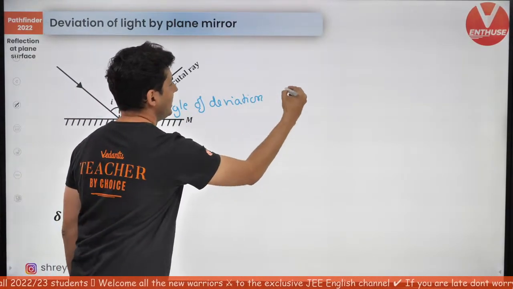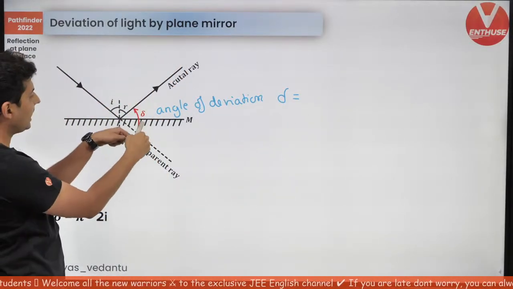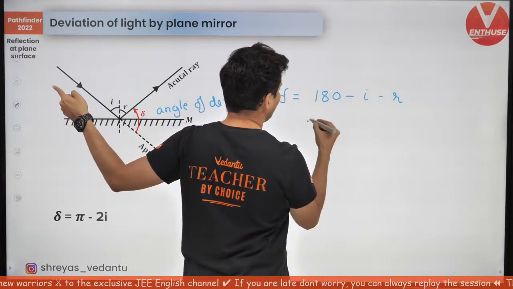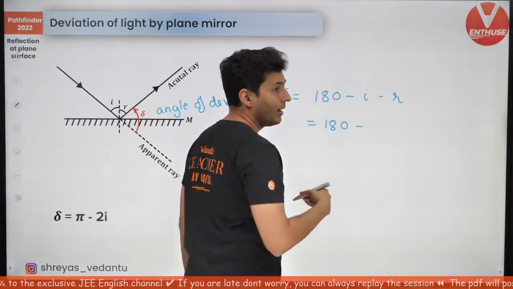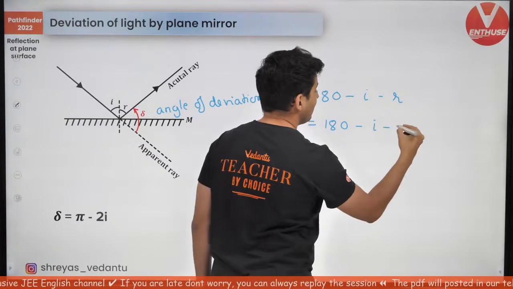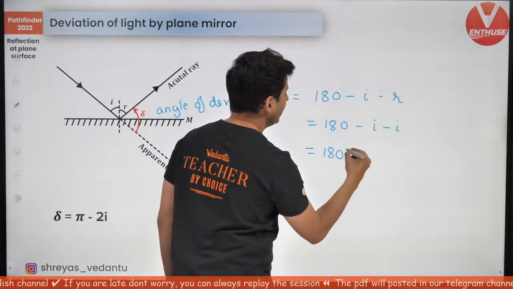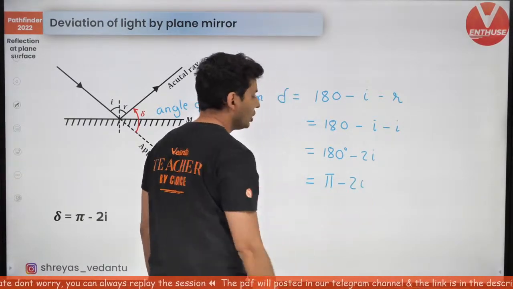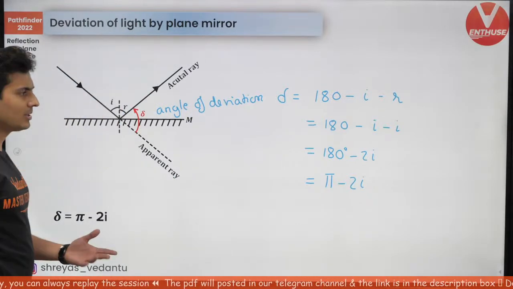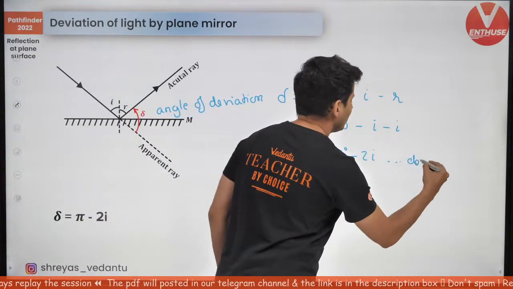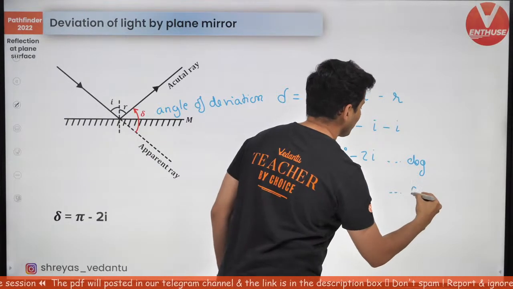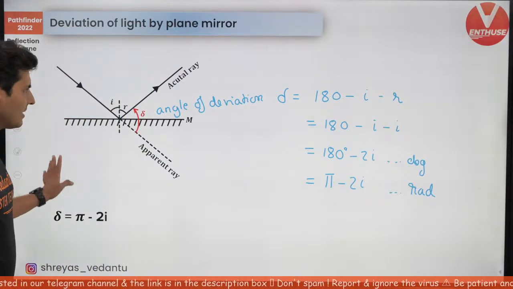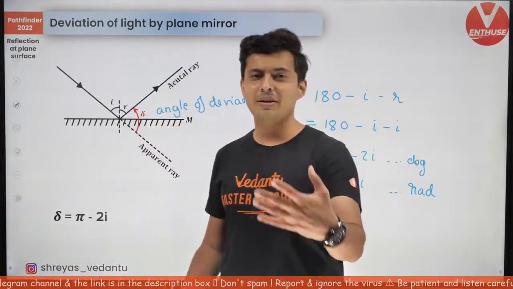This angle of deviation delta will be, this total angle is 180 degrees minus i minus r. But we know that i and r are both equal. So it will be 180 degrees minus 2i. But in radians, you can also write it as pi minus 2i, if i is in radians. So this is in degrees, and this is in radians. That's the only difference. Okay, so keep this in mind. Alright, so very easy, and let's solve some questions based on deviation of light rays.